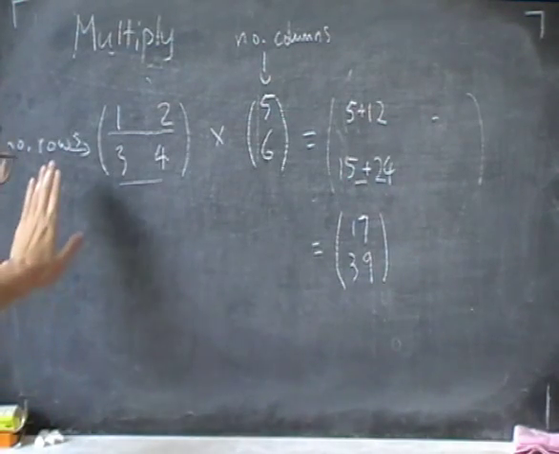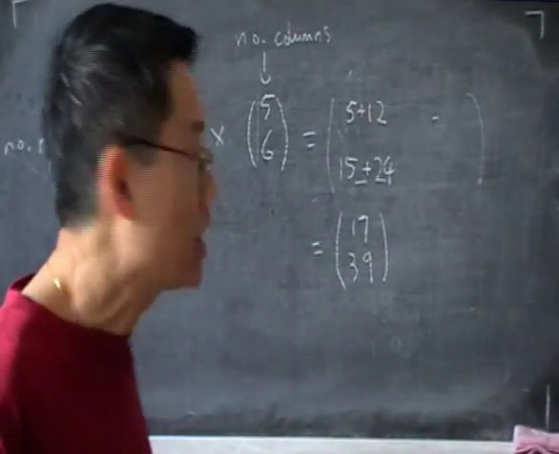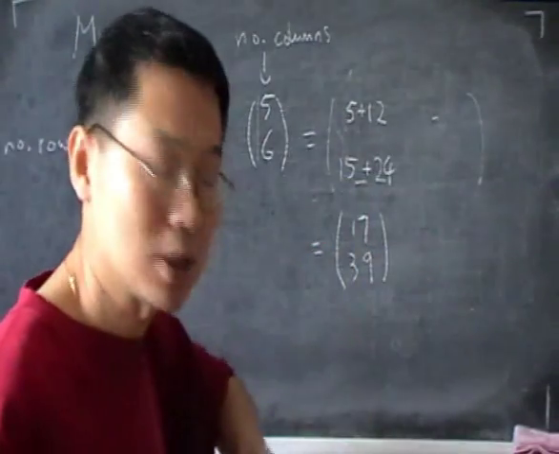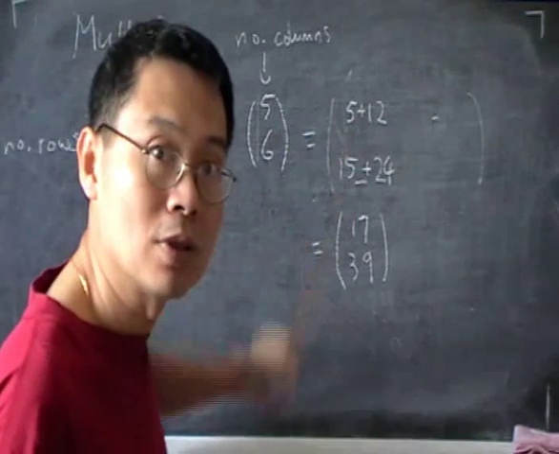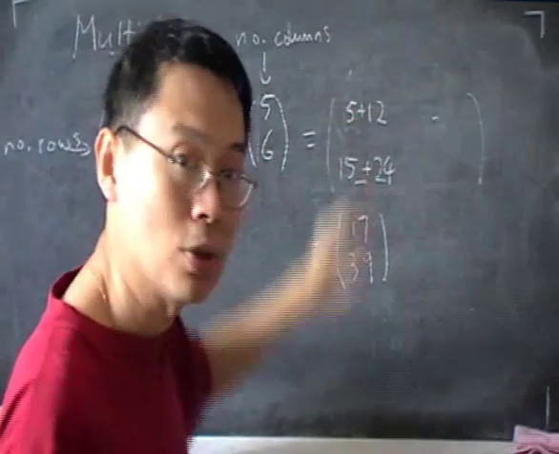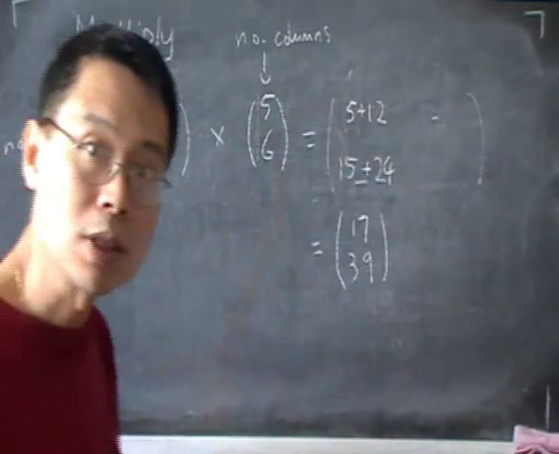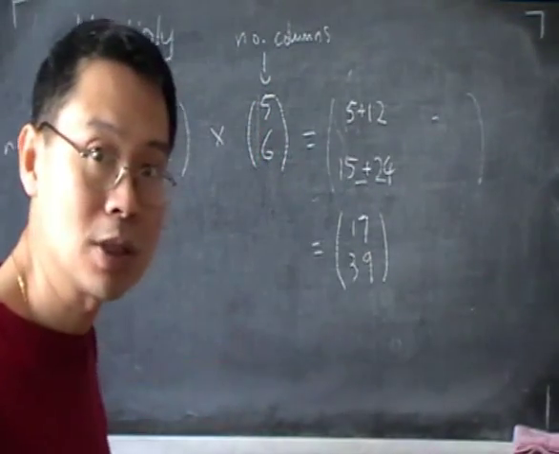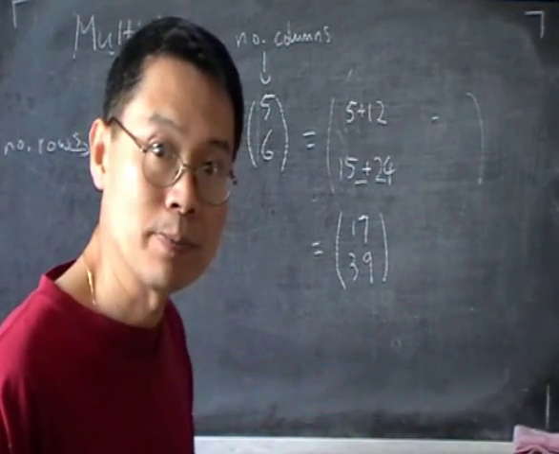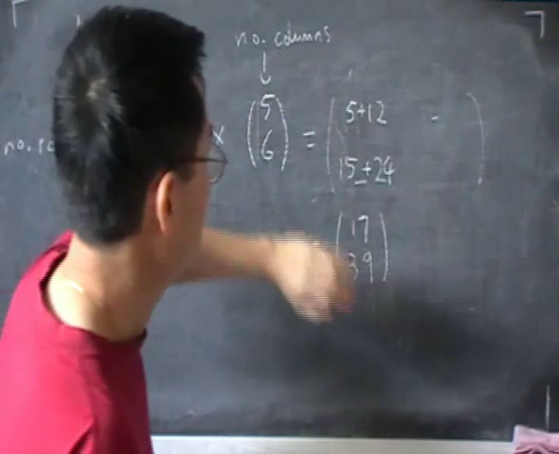Okay, so we now have a simple way to tell, even before you find the answer, the size of the matrix in the answer, the number of rows and columns. All you have to do is look at the number of rows in the first matrix and the number of columns in the second matrix, and those will be the same for the answer. Right, number of rows, number of columns gives you that.